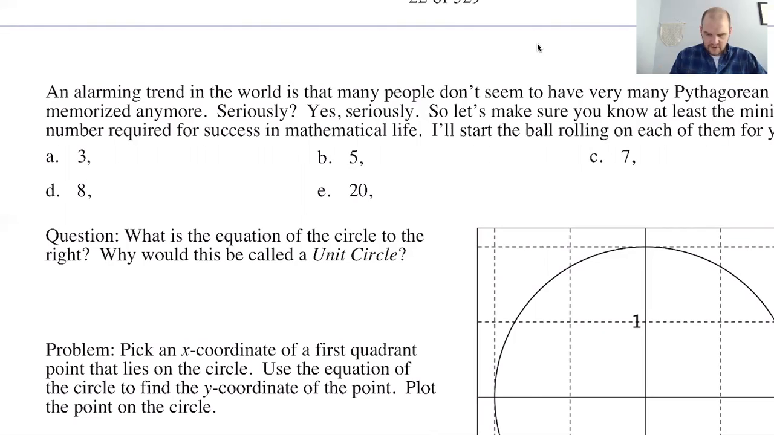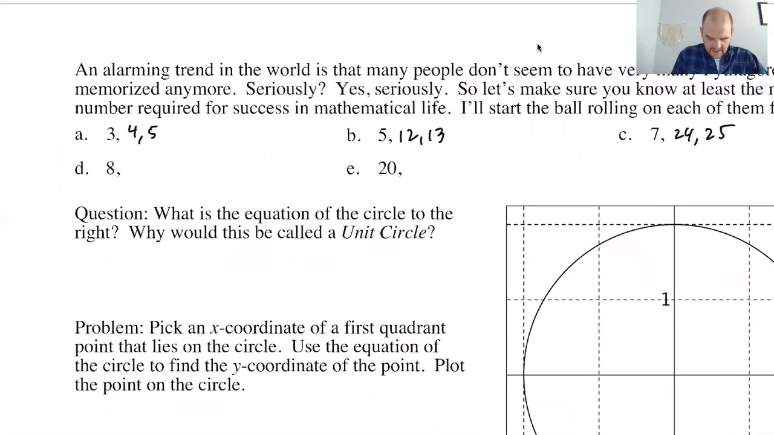Let's see. So 3 goes with 4, 5. 5 goes with 12, 13. 7 goes with 24, 25. 8, 15, 17. And then 20. This one's just my favorite, so I use it in a lot of problems. So it's useful for you to know it. I don't know if in general it's super important, but 20, 21, 29. That one's my favorite. So let's highlight it so that you'll be on the lookout for that one.